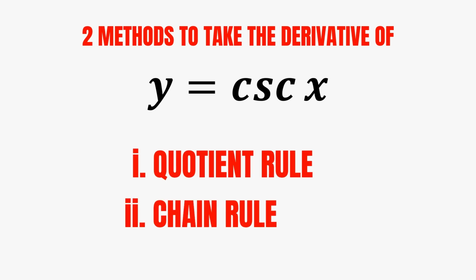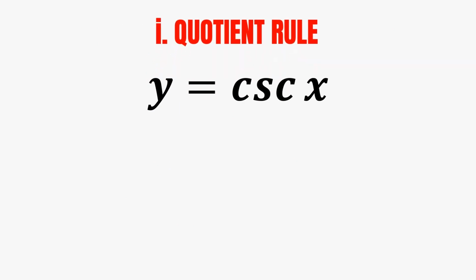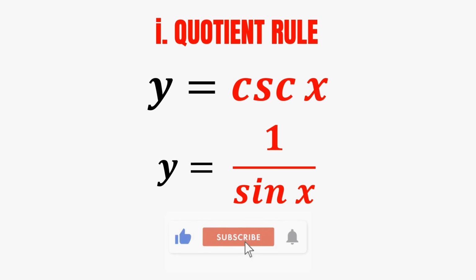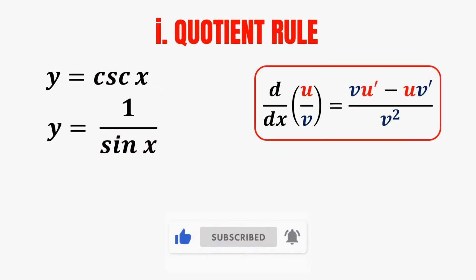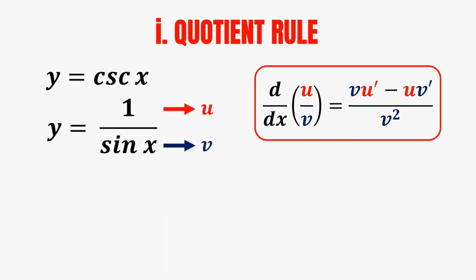Now, let us begin by using the first method, which is the quotient rule. We first rewrite the equation as y equals 1 over sine x, just like what we did earlier. Here is the formula for the quotient rule. We let the numerator be denoted as u, and the denominator be denoted as v. So we have u equals 1, and v equals sine x.